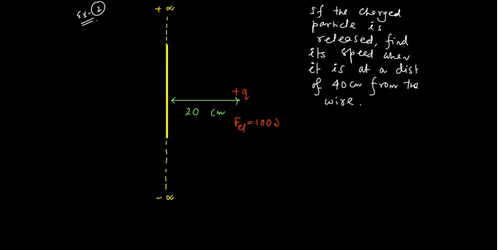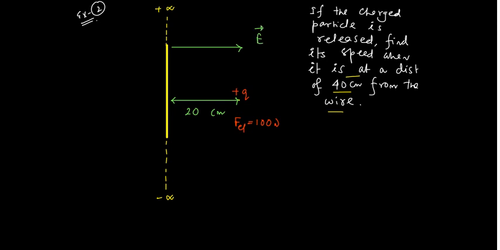What they are asking in the question is: if the charged particle is released at that particular position, find its speed when it is at a distance of 40 centimeter from the wire. Since it is a positive charge, and as we already know that due to this infinite line charge the electric field will be in the horizontal direction, this is the direction of the electric field.